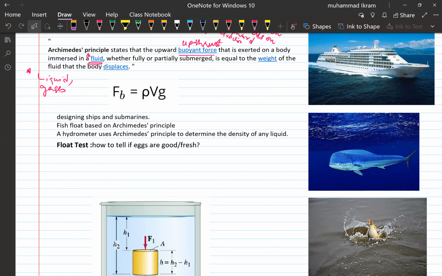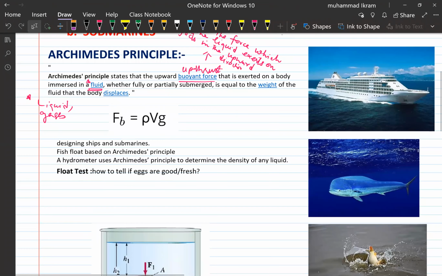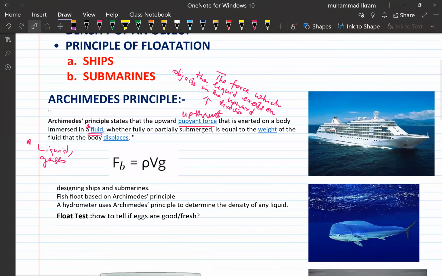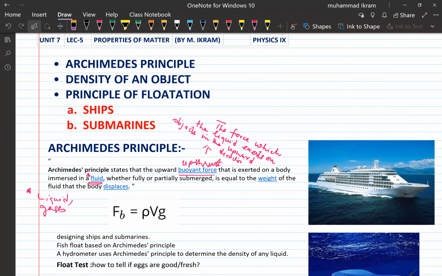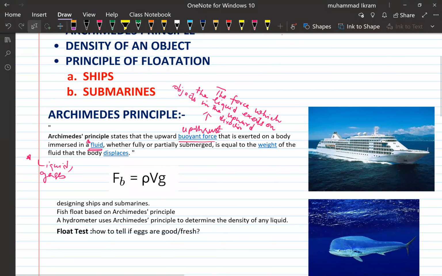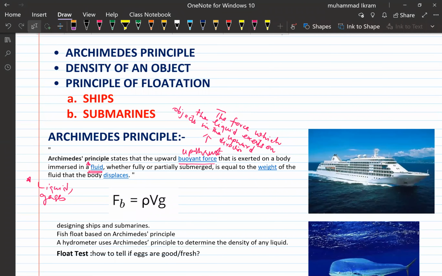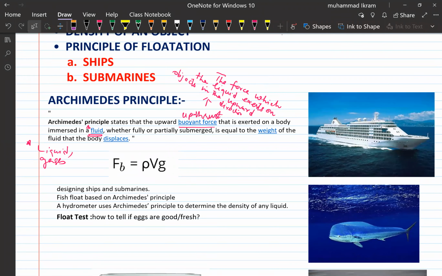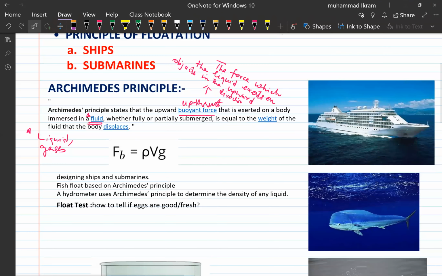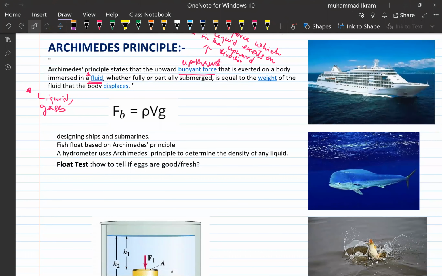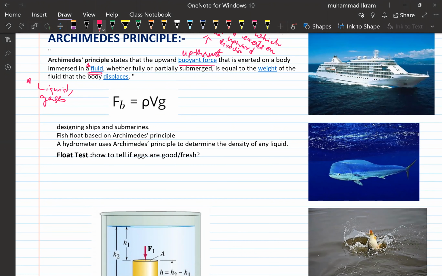So these are all based on the principle of what? On the principle of Archimedes. Similarly, you might have noticed that it is easier to lift things in water than on the ground. The Archimedes principle is one of the basic reasons behind it. Sometimes you might have noticed that a sink made of steel sinks into the water, while a huge ship made of the same steel floats on the surface of the water. The answer is again the Archimedes principle. So the Archimedes principle explains the design of ships and submarines, fish floating on the water surface and inside, the hydrometer used to determine the density of a liquid, and the float test.